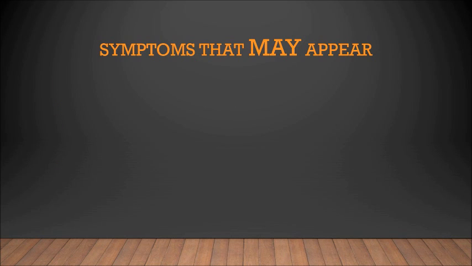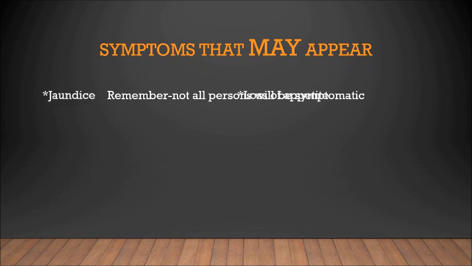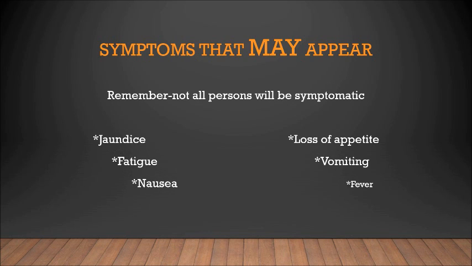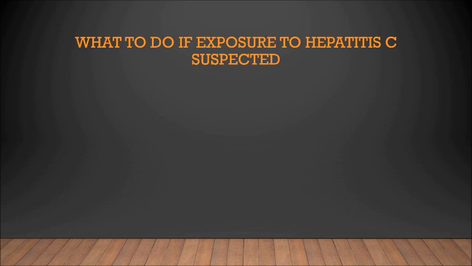Symptoms that may occur. Not all persons with hepatitis C will show symptoms, so it is important not to discount possible exposure due to being non-symptomatic. However, some symptoms of hepatitis C are jaundice or yellowing of eyes, loss of appetite, fatigue, vomiting, nausea, fever, and also dark colored urine, and also clay colored stools can be a sign.